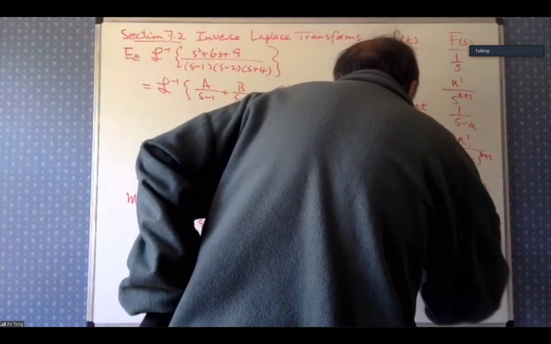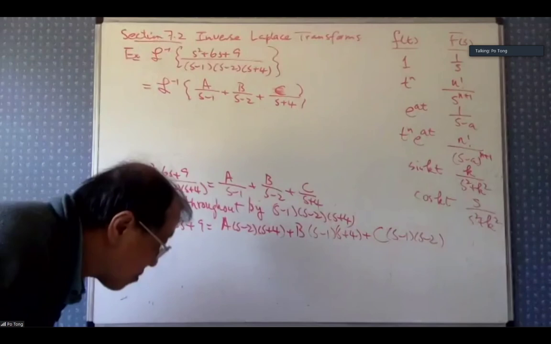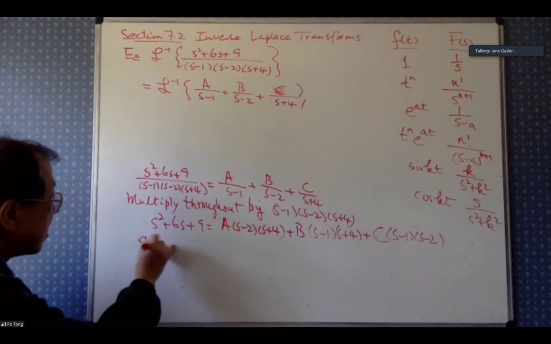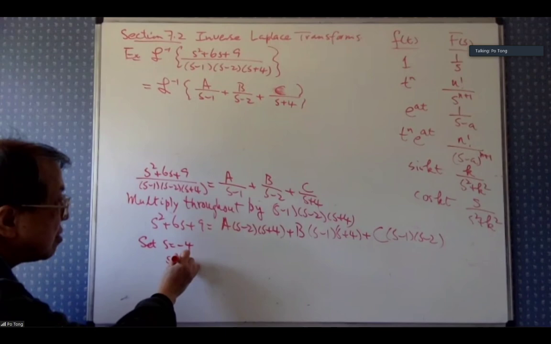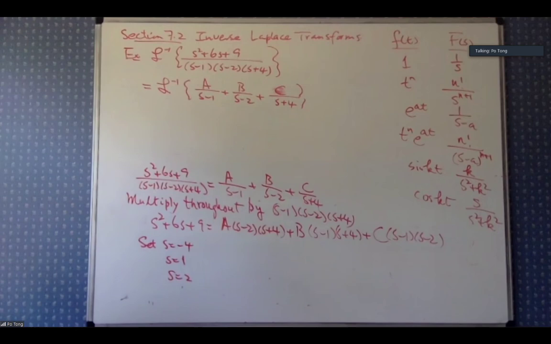How do I determine A, B, and C? Let S equal negative 4 and 1. Set S equal to negative 4, S equal to 1, S equal to 2. Set S equal to negative 4.